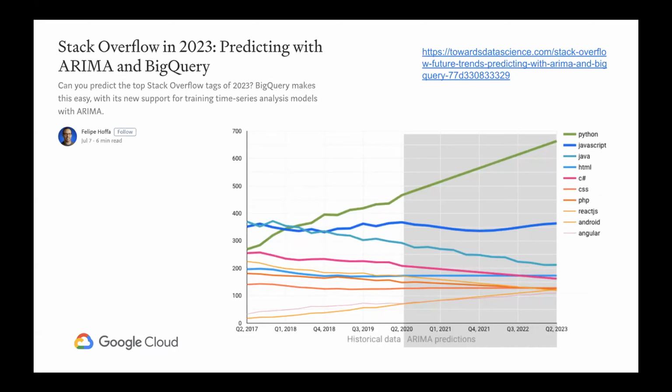Here are some examples of BigQuery ML in use, which I find always kind of inspiring. My coworker Felipe created this to predict the trend of various languages on Stack Overflow data. Using a time series forecasting model called ARIMA on BigQuery ML, he's forecasting the trends for different languages like Python, JavaScript, and so on. The projection is in the gray area under ARIMA predictions. Python is projected to continue to increase in popularity, popularity being the number of Stack Overflow posts with the Python tag over time.